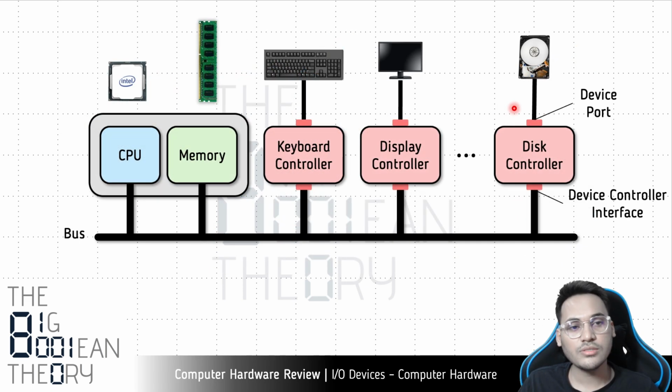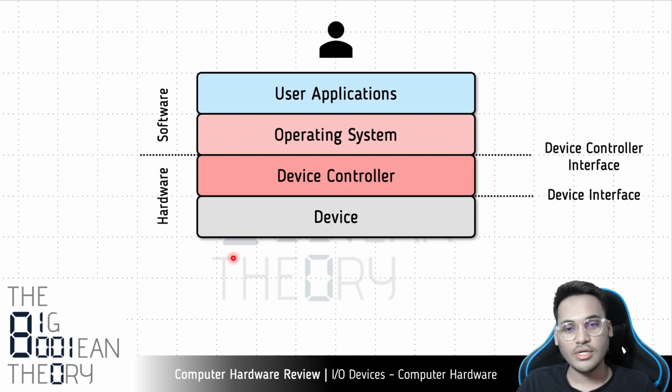So now we have understood about the device port. So we are done with one of the connections that is there on the device controller. Let us now focus on the other connection, that is the device controller interface. This is the part where the device controller is connected with the bus. So let us recall this compute stack diagram and understand about the device controller interface.